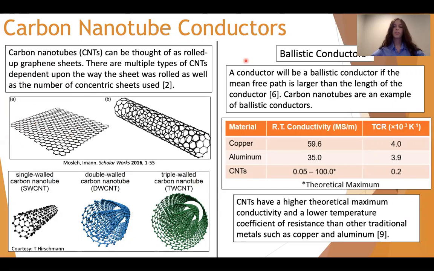A carbon nanotube is an example of a ballistic conductor. A conductor will be ballistic if its mean free path is larger than the length of the conductor. A conductor's mean free path is the theoretical length that an electron could travel before colliding with something else, such as another electron or the wall of the conductor. This chart here shows how CNTs have a higher theoretical maximum conductivity and a lower temperature coefficient of resistance than other traditional metals, such as copper and aluminum, which are commonly used as metal wiring.